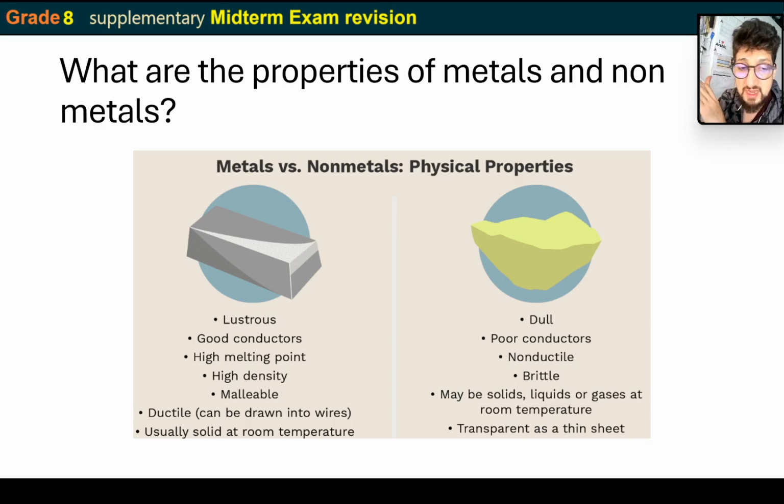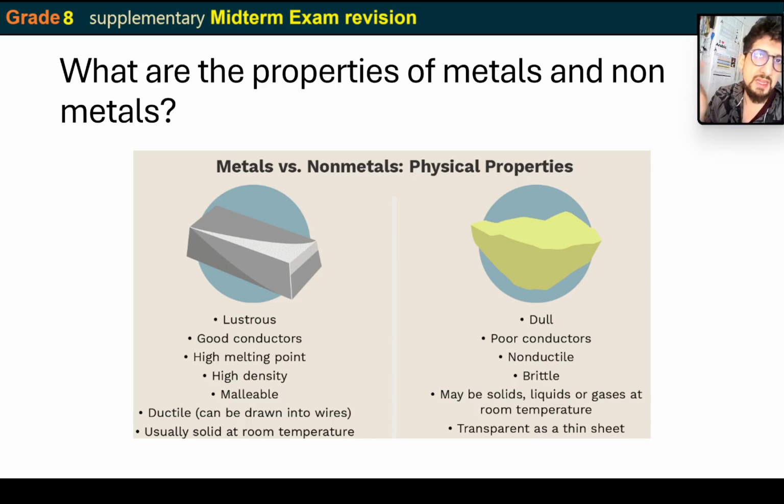Metals are also malleable. What that means is metals can bend easily. So I've got a paper clip over here, and as you can see, I can bend it quite easily. That's called malleable. Non-metals don't tend to be malleable. Non-metals tend to break. If I try to bend them, they tend to break. Now, obviously, there are exceptions to the rule, but for the most part, non-metals break. They are brittle. They don't bend, they break.